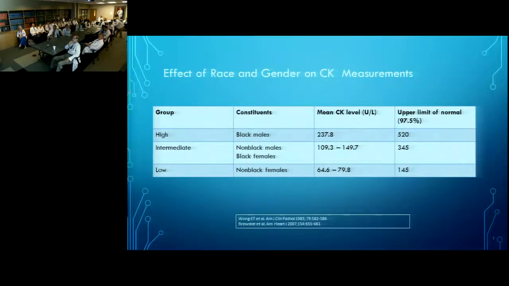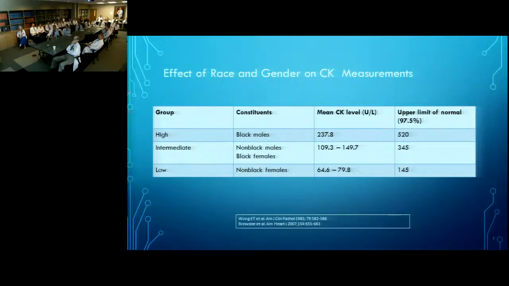but a repeat study later on in 2007 confirmed similar CK levels in these 3 groups. So they identified 3 groups. One was a high CK level group consisting of black males with a mean CK level of 337, and an intermediate group formed by non-black males and black females with a mean CK level ranging from 110 to 150. And a low CK group consisting of non-black females with the mean range again in the 60s to 80s.